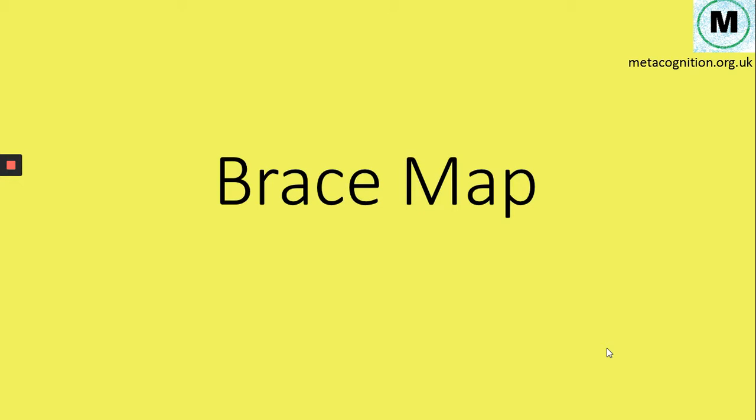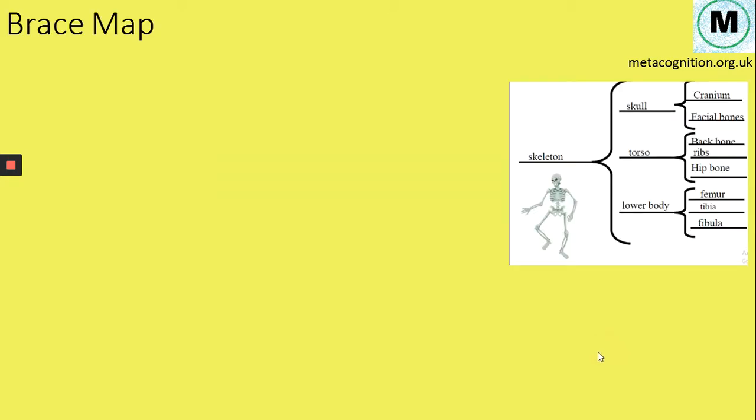So in this video you're going to learn what the brace map is, why you use it, when you use it and how you use it. The brace map is very similar to the tree map, but instead of splitting up things that are related, you just split up one thing into the different parts. For example, we've got over here the skeleton and it's just been broken up into the different parts. So it's not about comparing things that are very similar, you're just looking at one thing in particular.